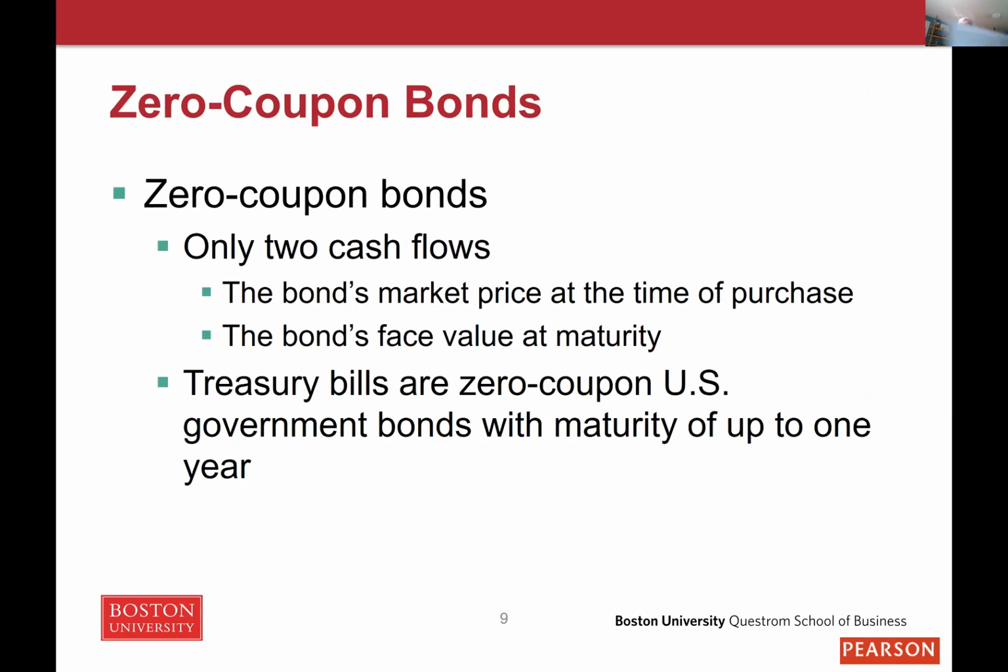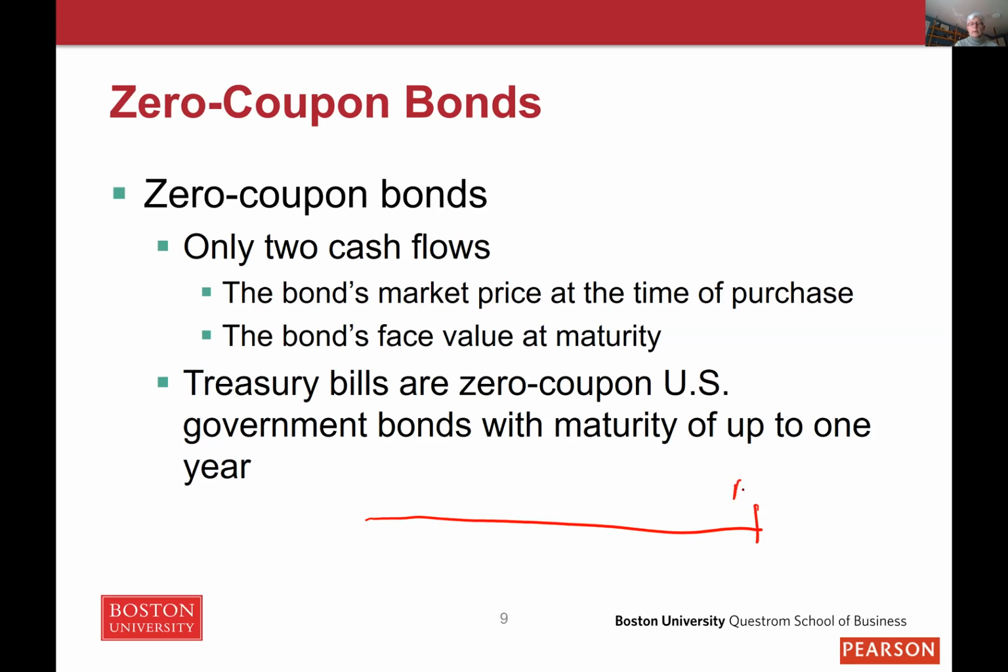So what we're going to start with is zero coupon bonds. And zero coupon bonds are exactly what they say. They don't have a coupon. So the only cash flow in a zero coupon bond is what you pay for it when you buy it and the face value that you get at maturity. So we're talking about a very straightforward timeline here.